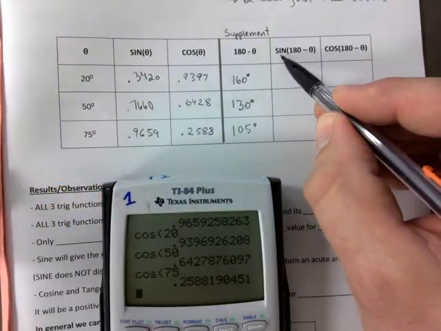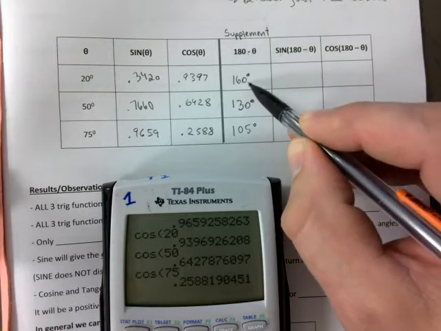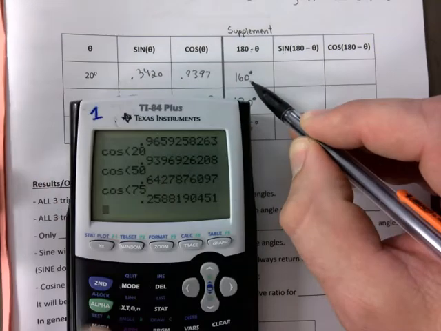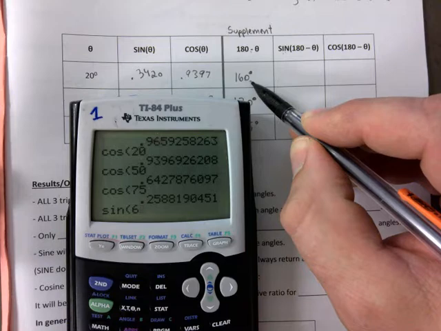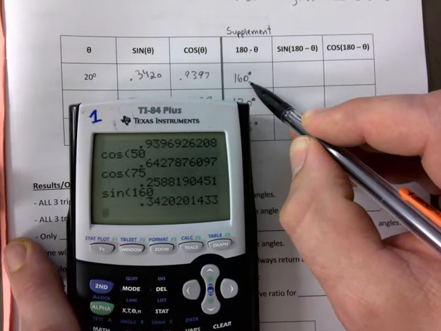Follow along, let's take sine of 160. Sine, this is when I'm going to slow down a little bit. Sine of 160. What do you get?